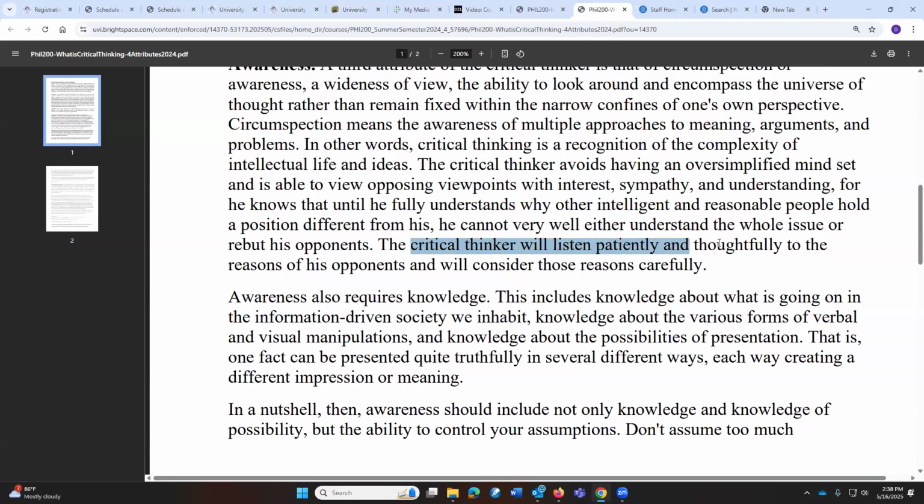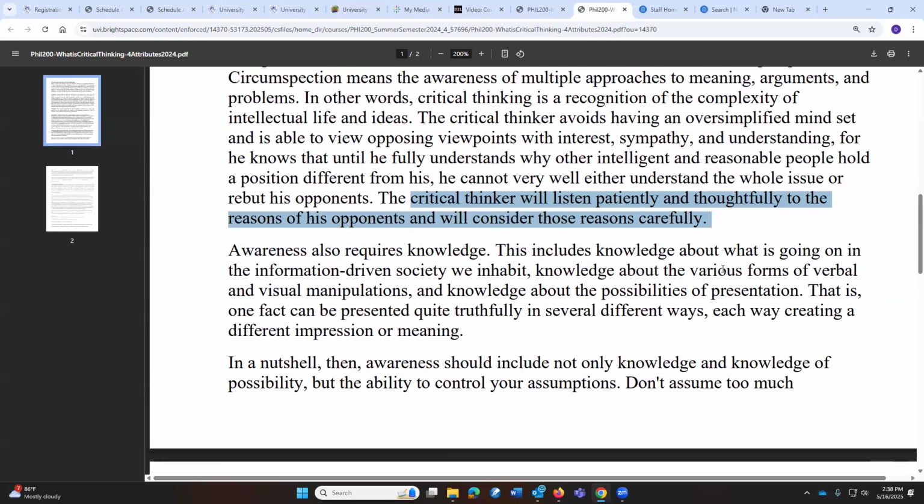Critical thinkers will listen patiently and thoughtfully to the reasons of opponents and consider those reasons carefully. Why are they thinking that way? I think today's political day and age is a great example. You might have known some people who voted in the last election in a particular way that shocks you. You think, well, how could they vote for that person? Say to yourself, what's going on with their mind? How could they do it?